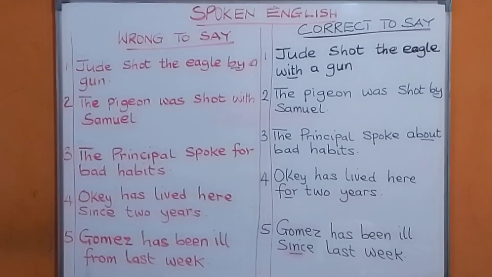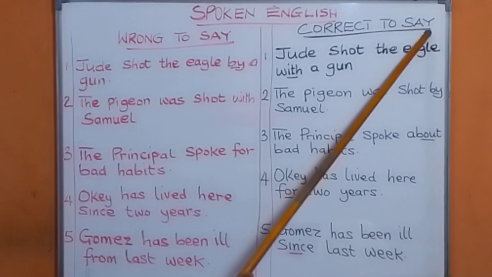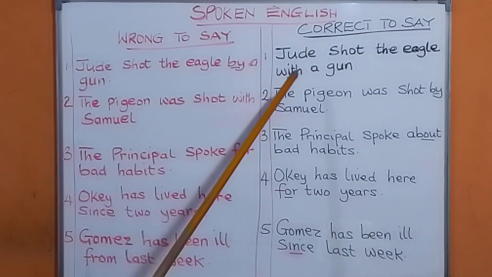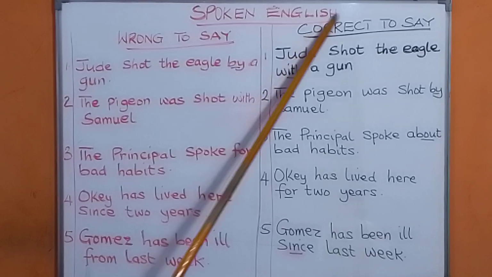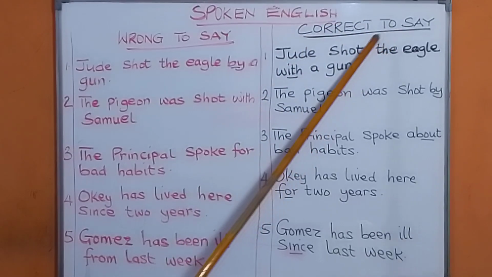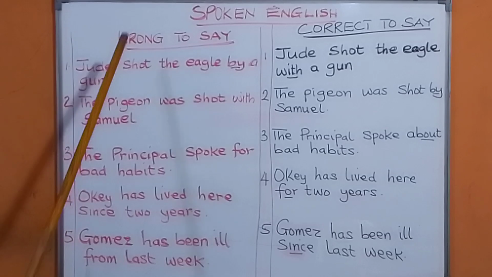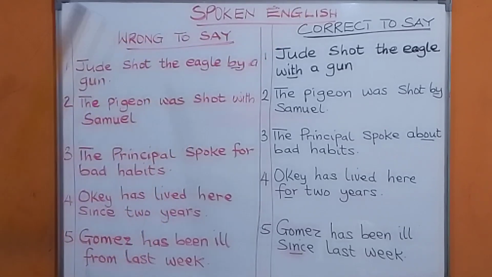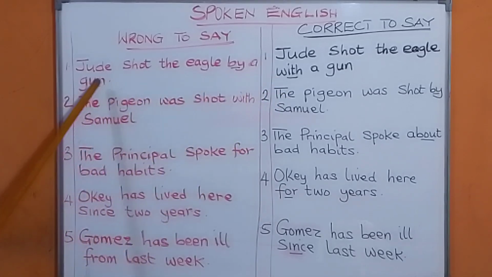...on English, where we learn the correct way to say some things in English and the wrong way to say that. We learn the correct way to say that so that we will avoid the wrong way to say that. This is our spoken English series, our spoken English session. So let's take some ways to say some things.